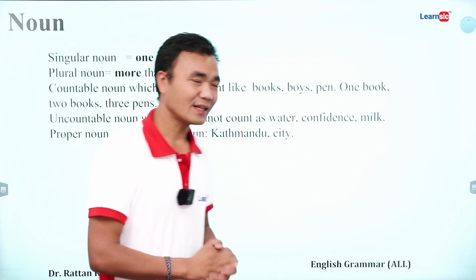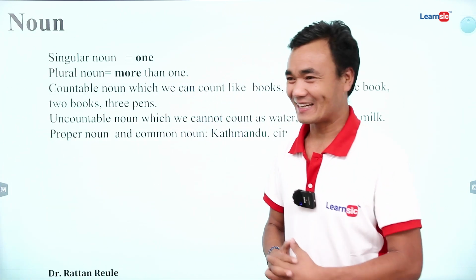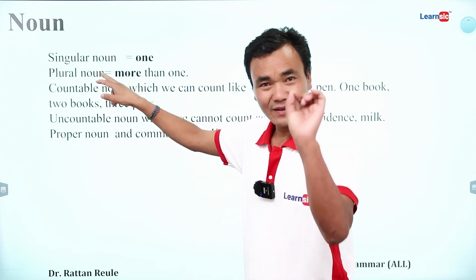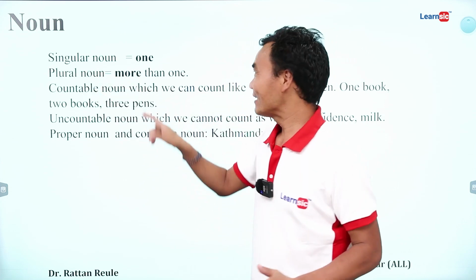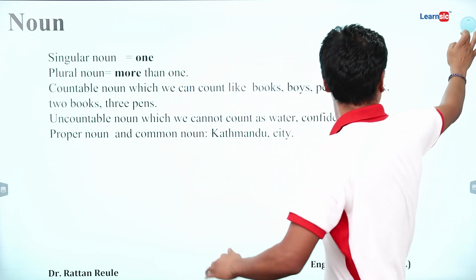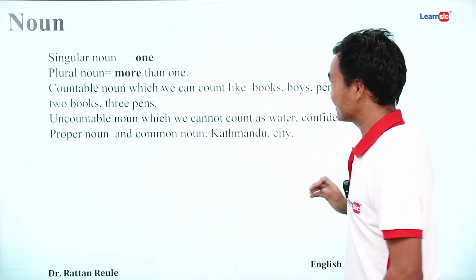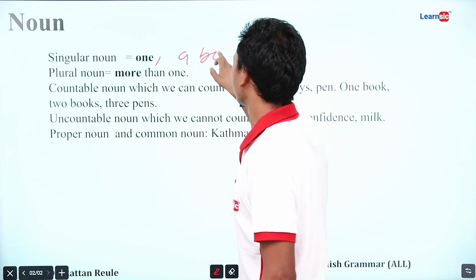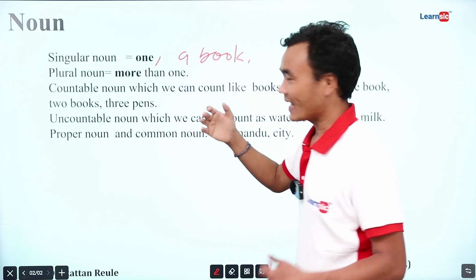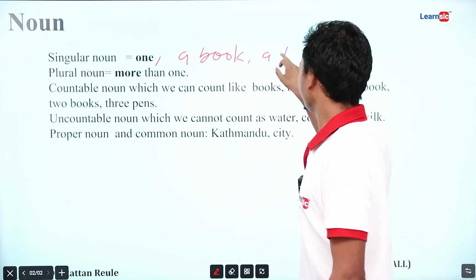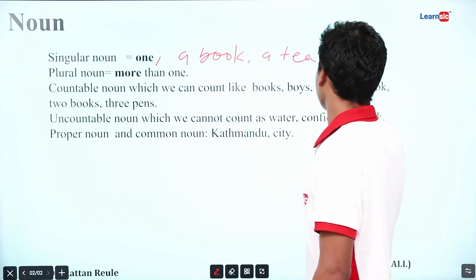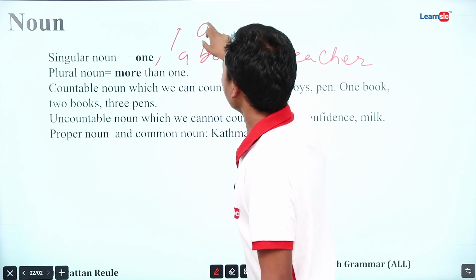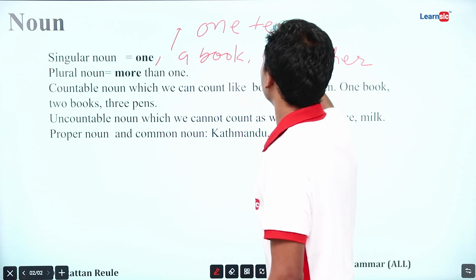All right, there was a technical glitch. Now, a singular noun means one only, and for example, let's take some examples, right? Like a book. Another example, a teacher, right? A teacher, or we can say one teacher.